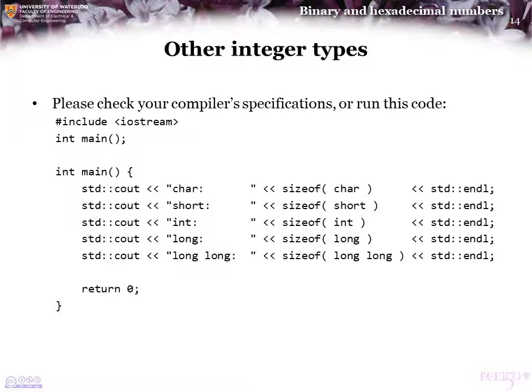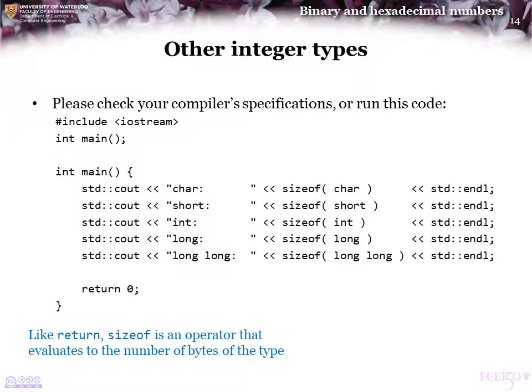Now, one thing that you can do is check how much memory is allocated for each type on your computer. Here I am using the sizeof keyword. The sizeof keyword in C++ represents an operator, not a function call, even though it looks like a function call here. The sizeof operator is evaluated by the compiler and replaces the keyword and the type with the number of bytes that type occupies.